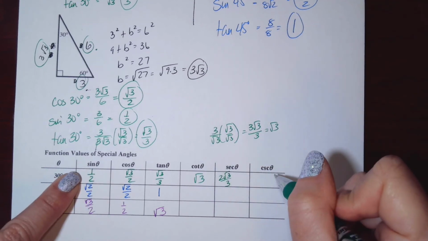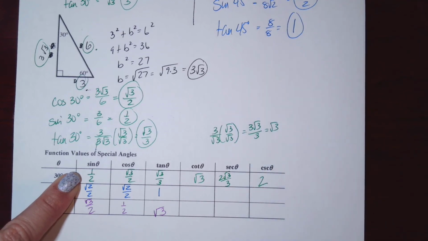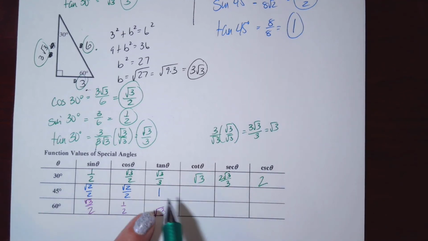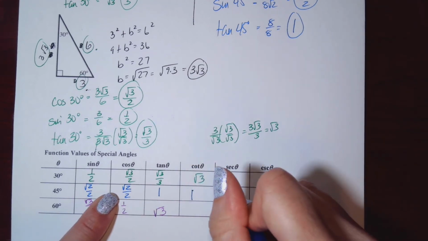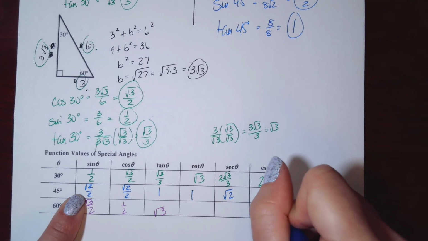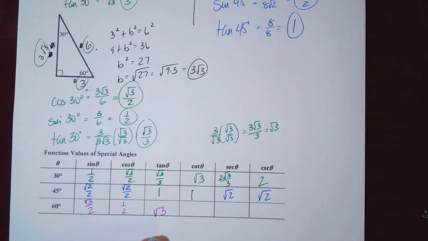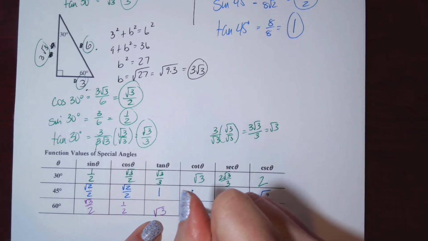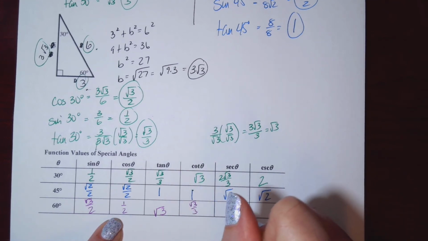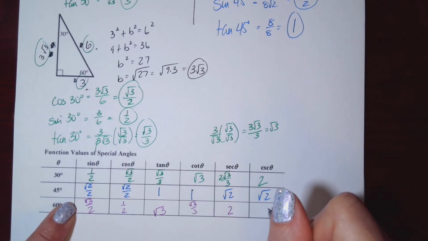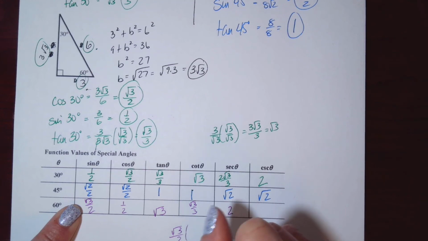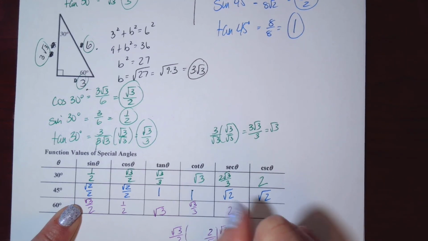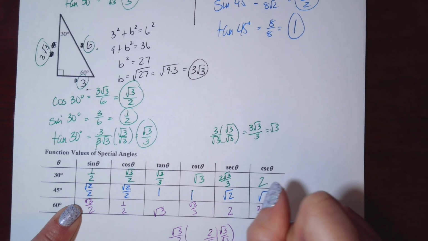And the reciprocal of sine is cosecant. That's just 2. The reciprocal of 1 is 1. The reciprocal of square root 2 over 2 is square root 2. Same thing here. The reciprocal of square root 3 is square root 3 over 3. The reciprocal of 1/2 is 2. And the reciprocal here, square root 3 over 2, becomes 2 over square root 3. When I rationalize that, I get 2 square root 3 over 3.